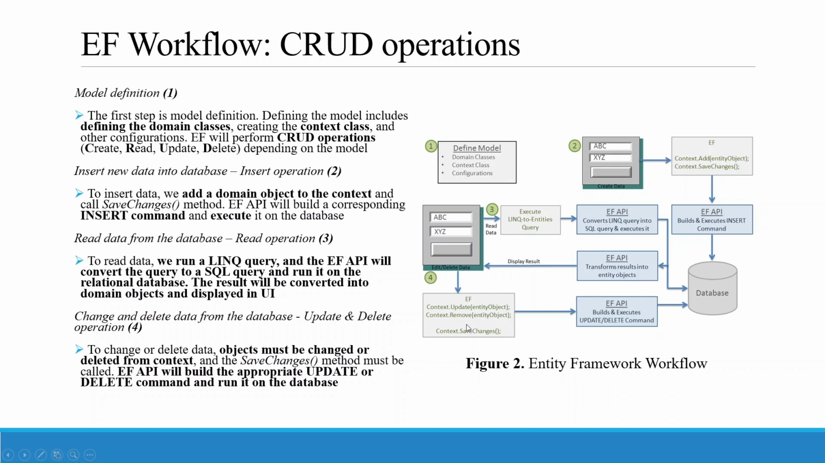Or if we want to delete the object from the database, we can execute the remove method on the context, again passing in the object that we want to delete. In the end, we execute save changes on the context. Behind the scenes, Entity Framework will infer the update or delete commands based on the changes that we have done on the context instance. It will execute these commands on the database, and in the end, maybe we get some results back.